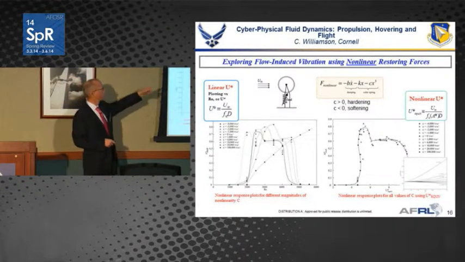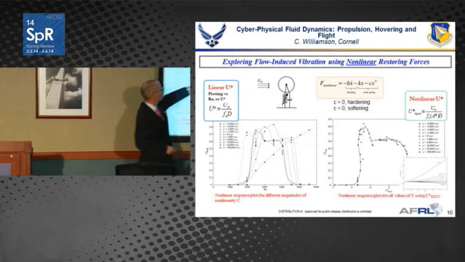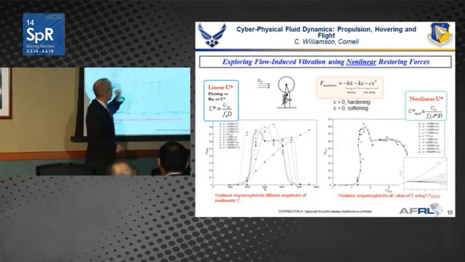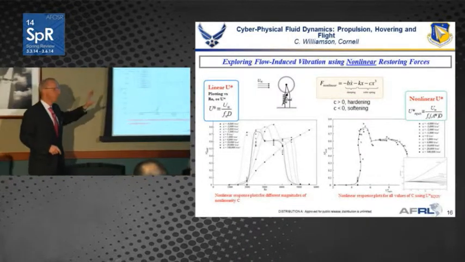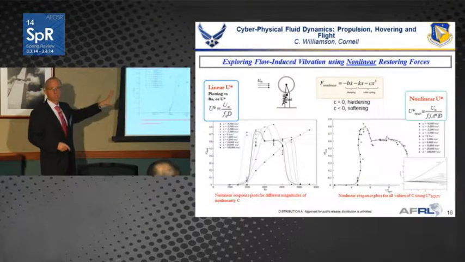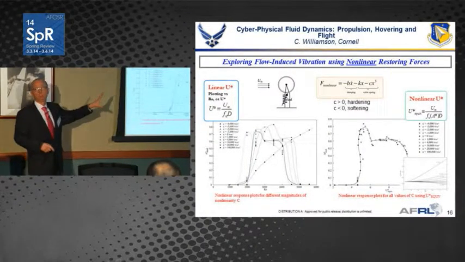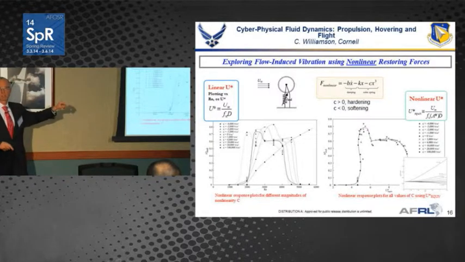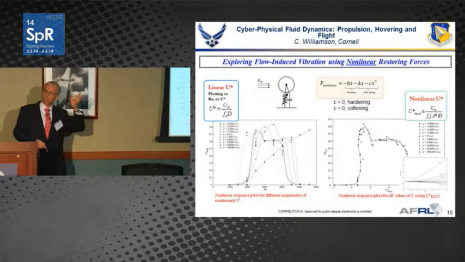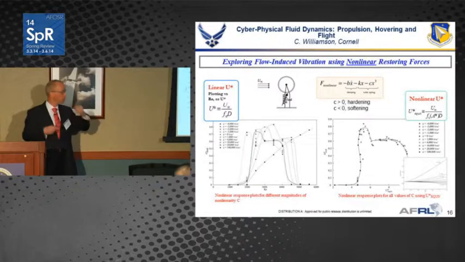So that's what we're looking at here: we have our circular cylinder, we have a spring, and we have a damper. The difference between what's historically been done, which is to assume a linear spring constant, is that with this particular system, you can introduce nonlinearities into the spring constant. So how does this change what's happening in the system in general?